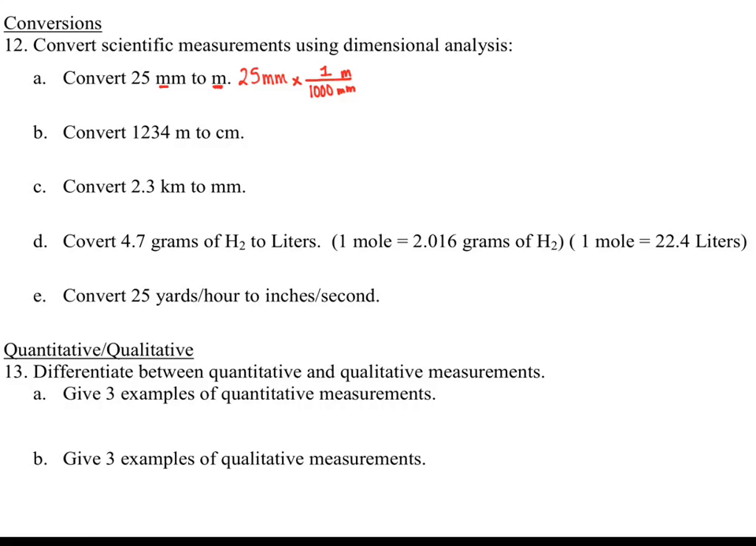Again, my millimeters cancel out. And once I'm happy with my unit, which I am right here, I can write my equal sign. So this, you can either write it down as 25 meters over 1,000, and then do the math, which would be 0.025. Or if you want to write it down in scientific notation, it could also be 2.5 times 10 to the negative 2nd power and meters.